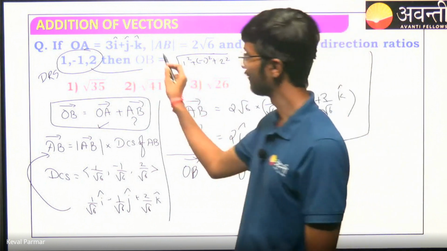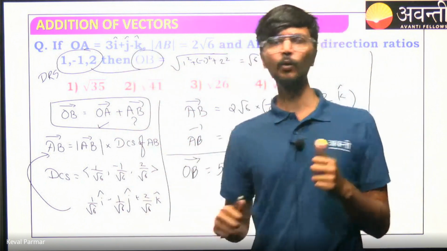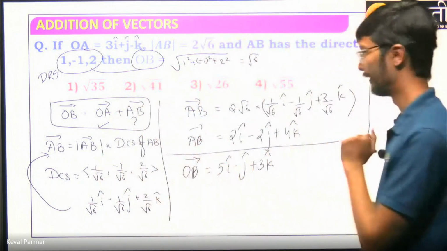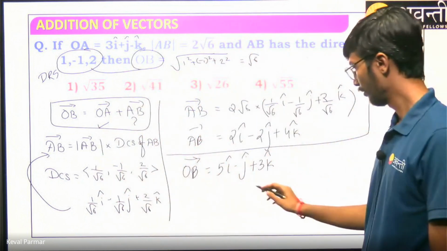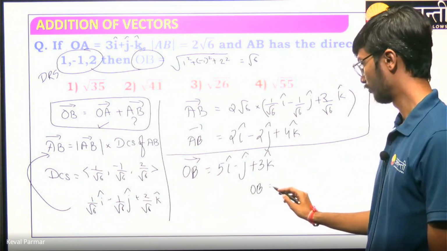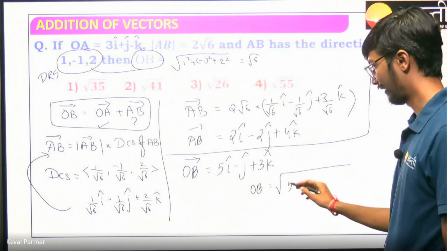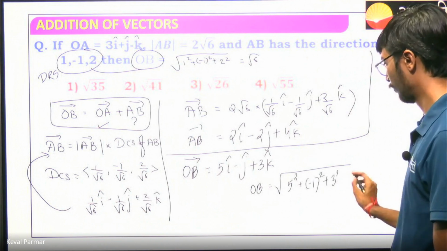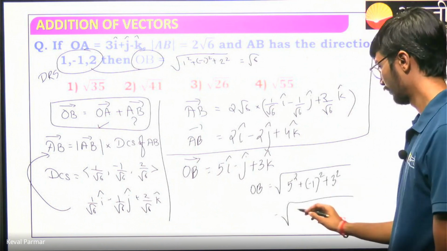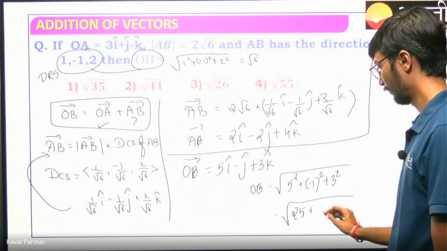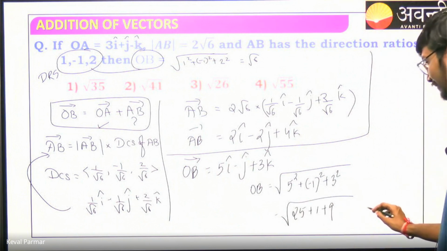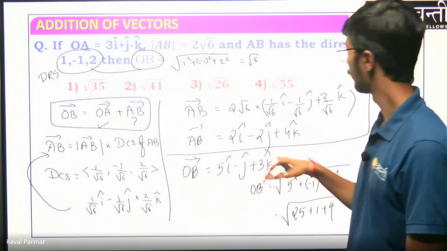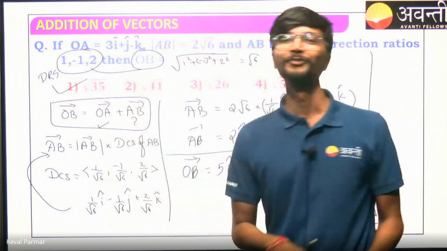Now look at this, we want OB. What is meant by OB? OB means magnitude of vector OB. So what will be the magnitude? OB will be equal to under root of 5 square plus minus 1 square plus 3 square, which is under root of 25 plus 1 plus 9, which is under root of 35. So my option is option A. Yes, this is option A.